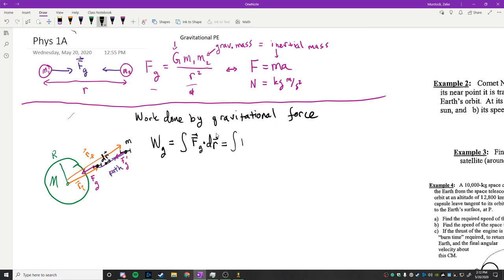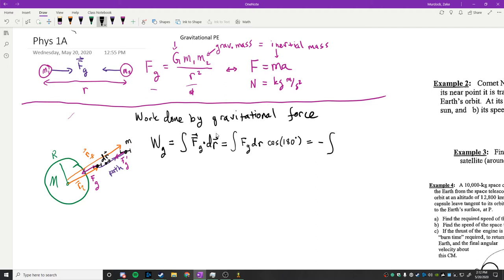And we know that the dot product is basically equal to the magnitude of the first thing, Fg, times the magnitude of the second thing, dr, and then you just need to multiply by the cosine of the angle between those two vectors, right? In this case, that angle is 180 degrees, which means that what we're going to get here is just basically negative integral of Fg.